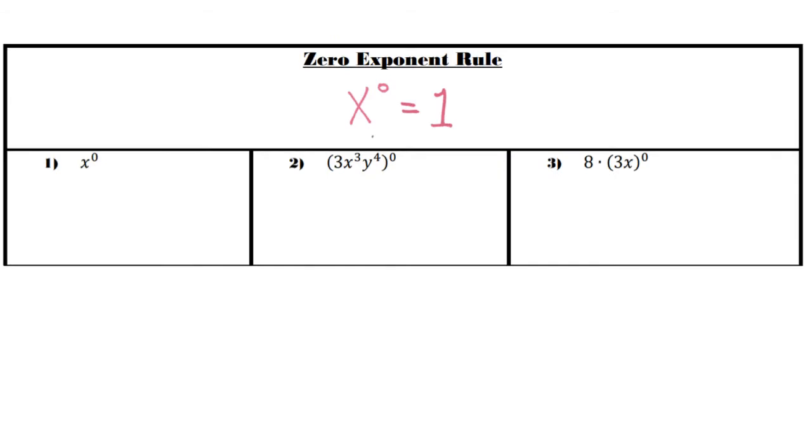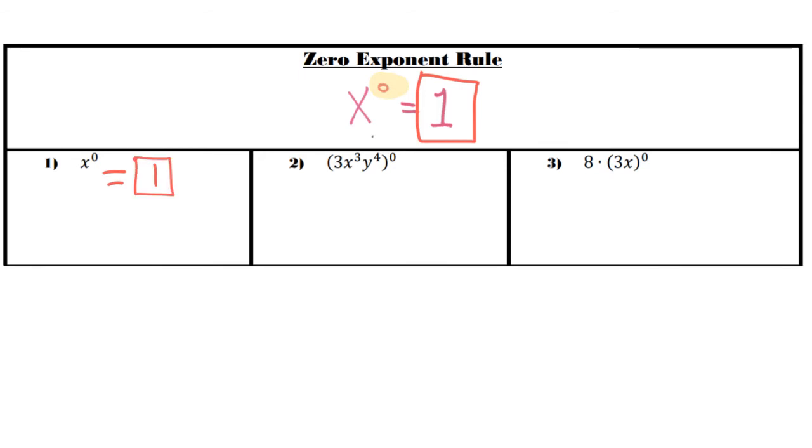In this slide, we will look at what happens when you raise something to the 0 power. And the rule is when you raise something to the 0 power, the answer is 1. So anything to the 0 power, whether it's a variable or a number, will equal 1. So for example, number 1, x to the 0 power, we would say equals 1.